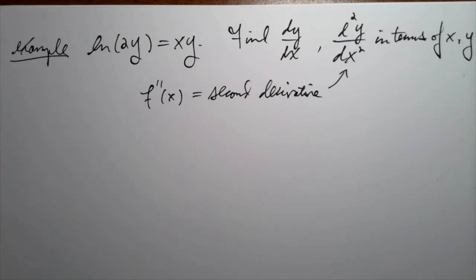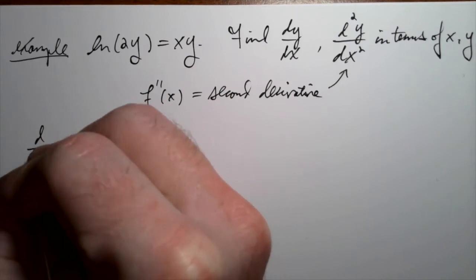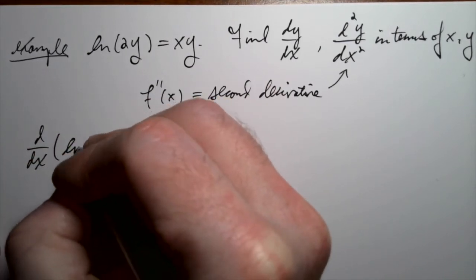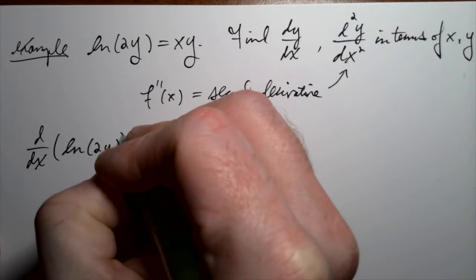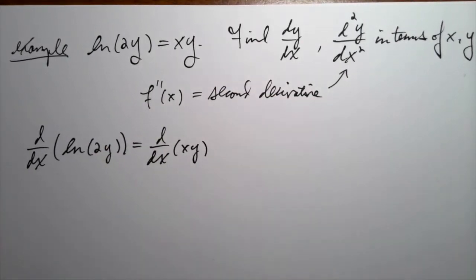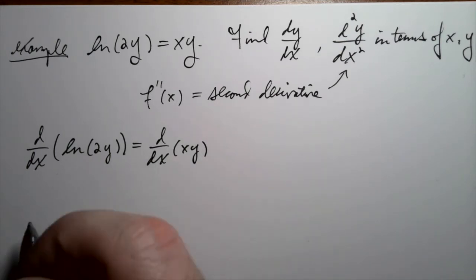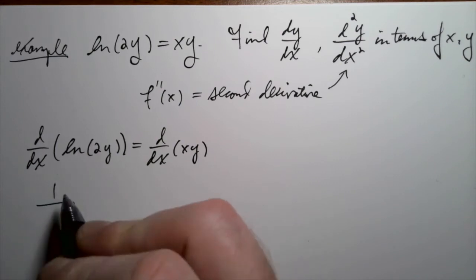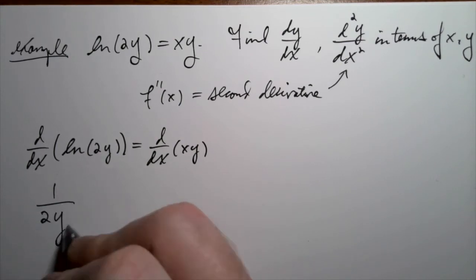Okay, first we need to find the first derivative, and we do it by implicit differentiation. So we're just going to take the derivative with respect to x of both sides of the given equation, like so. All right. What happens on the left-hand side? The outside function is natural log. And we know that the derivative of natural log is just 1 over the entry.